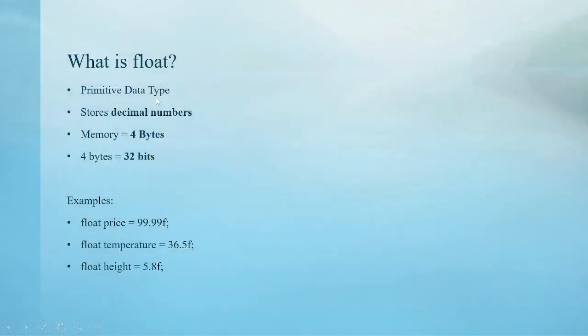Float is a primitive data type in Java. It is used to store numbers that contain a decimal point. For example, 99.9, 936.5, 5.8. A float occupies 4 bytes of memory. Since 1 byte contains 8 bits, 4 into 8, that is 32 bits.